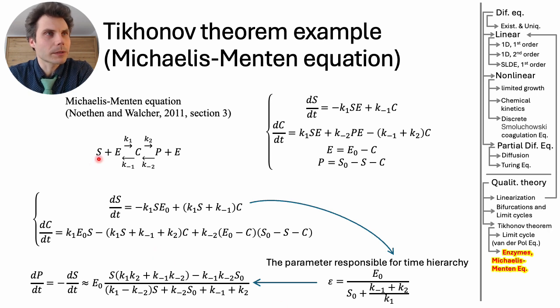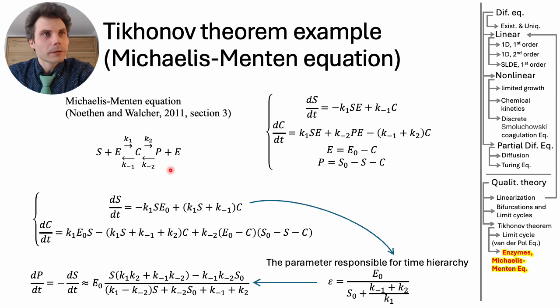Let me take the pointer. So here is the substrate, here is the product, here is the enzyme, and S and E just react together to make the complex C, which then degrades into the product and the enzyme again. And importantly, the reaction C to P plus E is shifted rightwards very much. The velocity constant k2 is much greater than k minus 2.